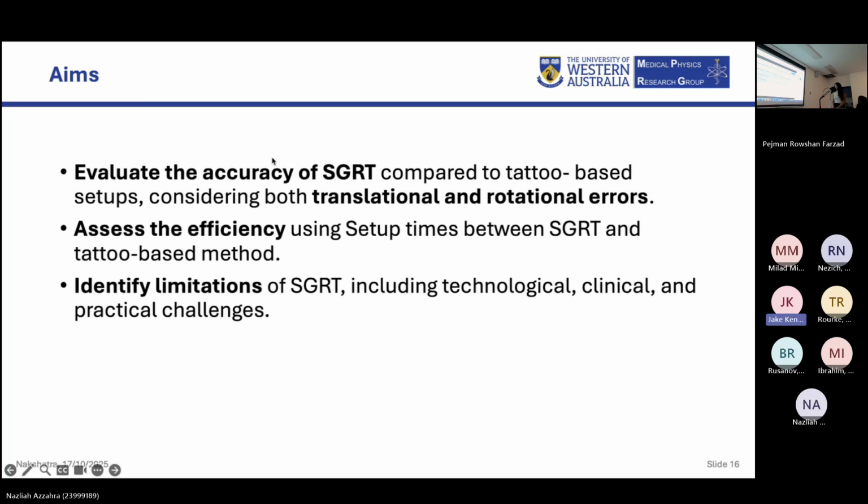Now, coming to the systematic review, the aims of this review were to evaluate the accuracy of SGRT compared to tattoo-based setups, considering both translational and rotational errors, and to assess the efficiency using setup times between SGRT and tattoo-based methods. And the third was to identify limitations reported in various articles, including technological, clinical, and practical challenges.